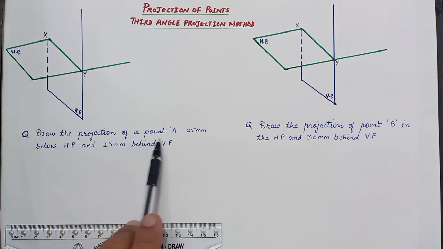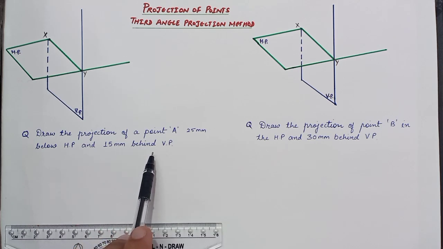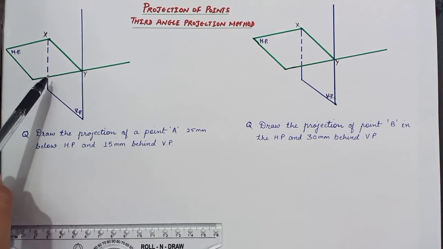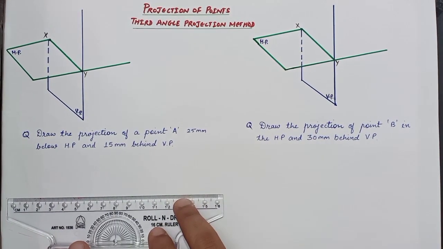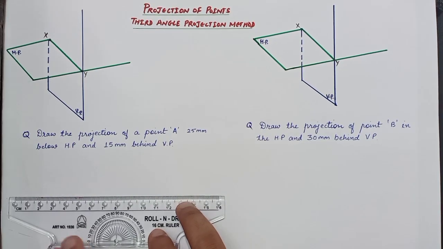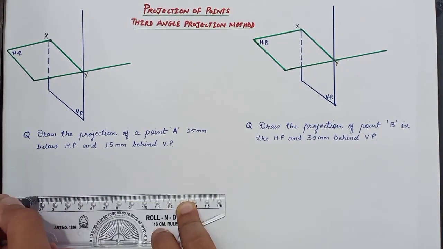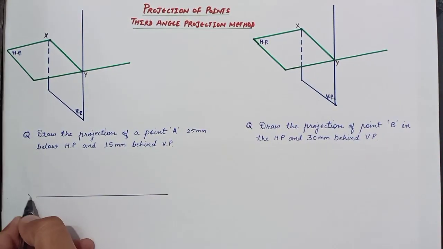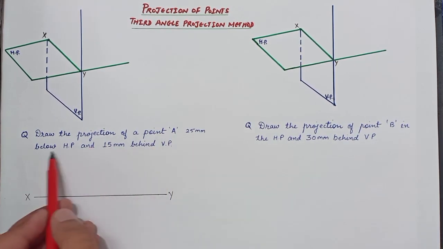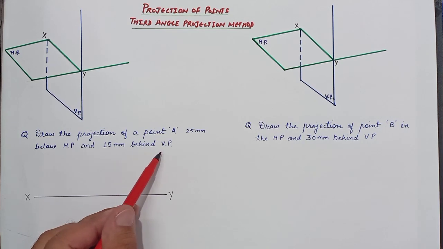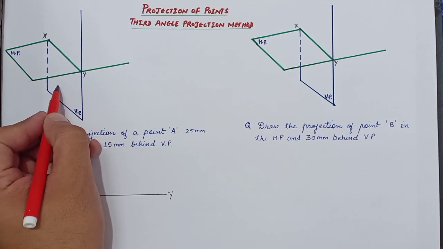Draw the projection of a point A 25 mm below HP and 15 mm behind VP. So this is a pictorial view. To convert this pictorial view into orthographic view, first we need to draw the reference line XY. So now we will place point A 25 mm below HP and 15 mm behind VP. That is, the point A is lying between these two planes. So let us place this point A.